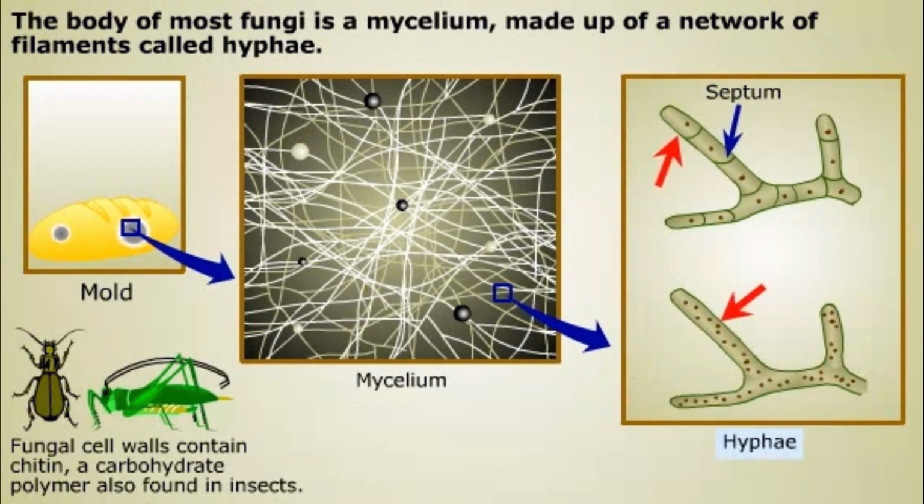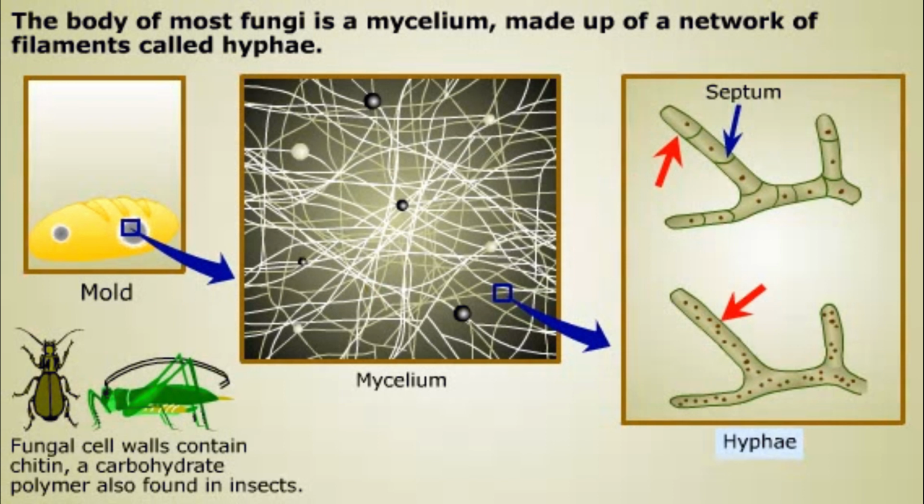The growing body of most fungi is called a mycelium. The root of this word, myc, means fungus. We'll see that root again. A mycelium is made up of a mass of thread-like structures called hyphae.